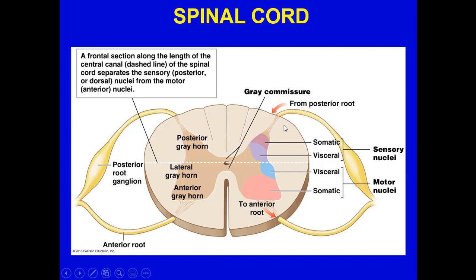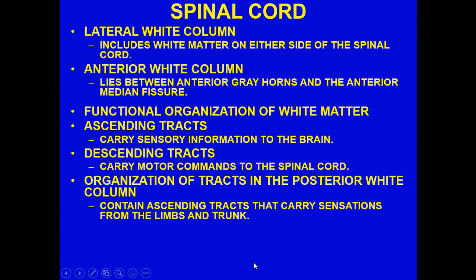Okay. Notice that you have these columns, these structures here of the white matter. We're going to get more into those details in a minute. When we talk about the lateral white column, this includes white matter on either side of the spinal cord. Anterior white column lies between the anterior gray horns and the anterior median fissure.